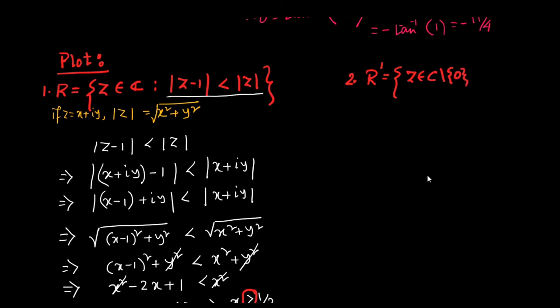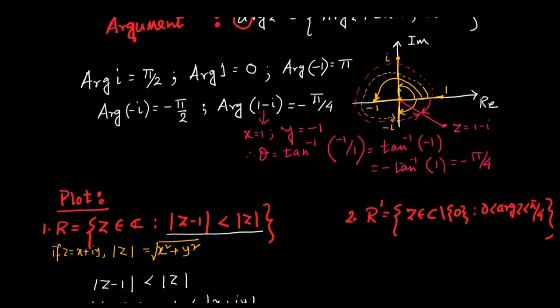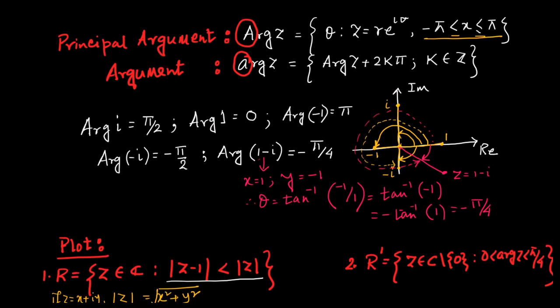Z belongs to C minus 0, such that 0 is less than argument Z, less than, say, pi by 4. Suppose this is my region. Now, argument Z. So simple argument. Let us quickly look at a definition of argument. The definition of argument is this, as it is written.